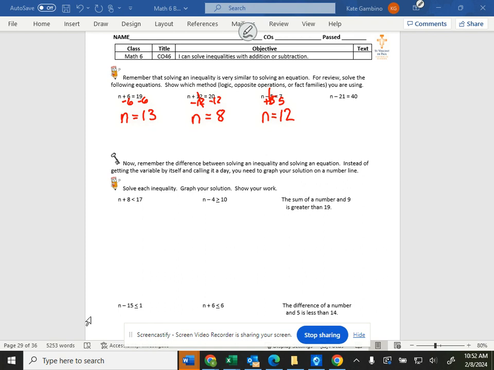And my last one, n minus 21 equals 40. Jimena. I'm going to add 21 to both sides. So minus 21 plus 21 gets me to the 0. 40 plus 21 is 61.